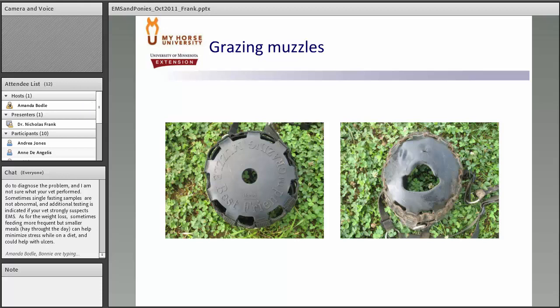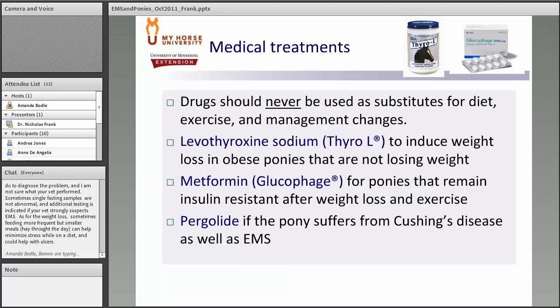Only when it's intact with only that small hole in the middle is it really doing its job. So just a word of caution, again, I recommend grazing muzzles, but be careful that they are maintained appropriately. And then lastly, we have to talk just for a minute about medical treatments. Obviously, as a veterinarian, I have some medical treatments that are options in these cases.